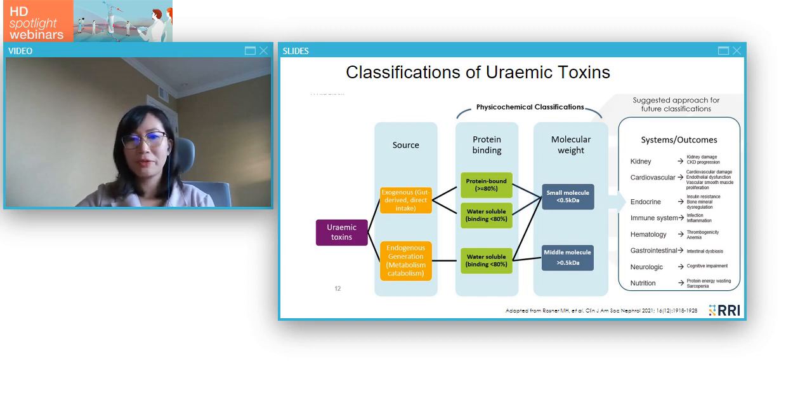And the cutoff to distinguish protein bound or not was not clearly defined in the past. I think in the most recent classification, a cutoff of 80% binding was introduced to define if they are protein bound or not. So rather than just relying on physiochemical characteristics for classification, a new concept of classifying them based on their impacts on biological systems, in other words, their toxicity, has been proposed.